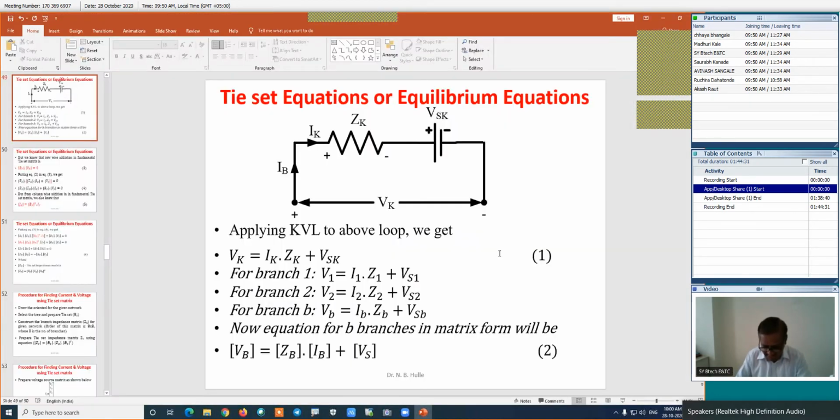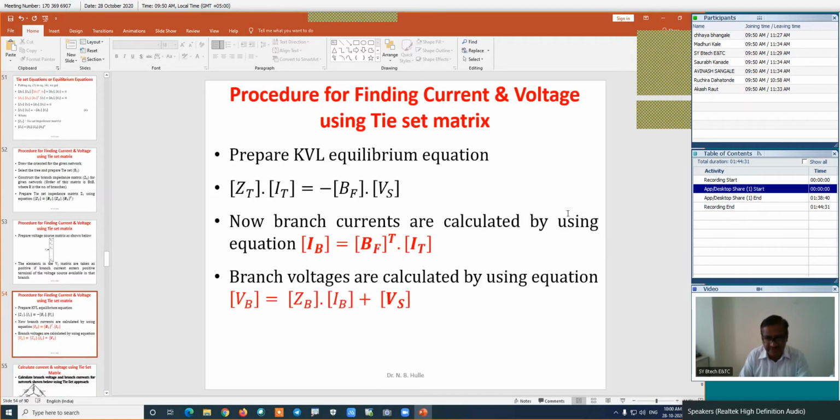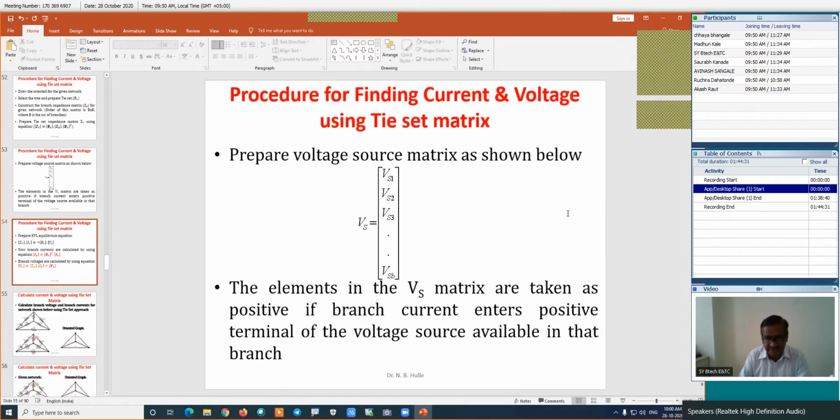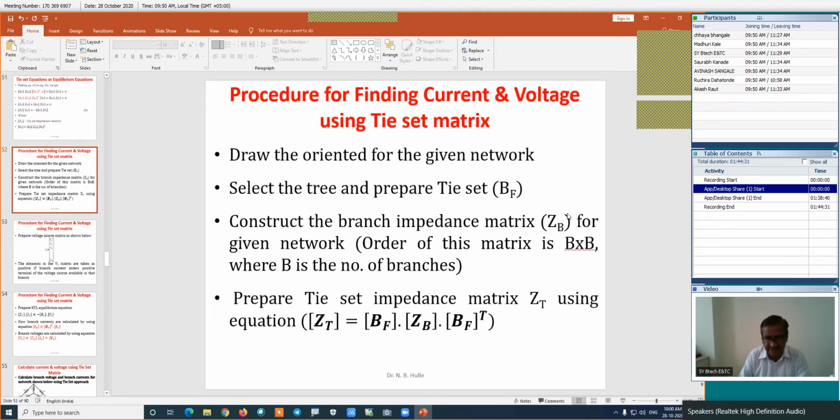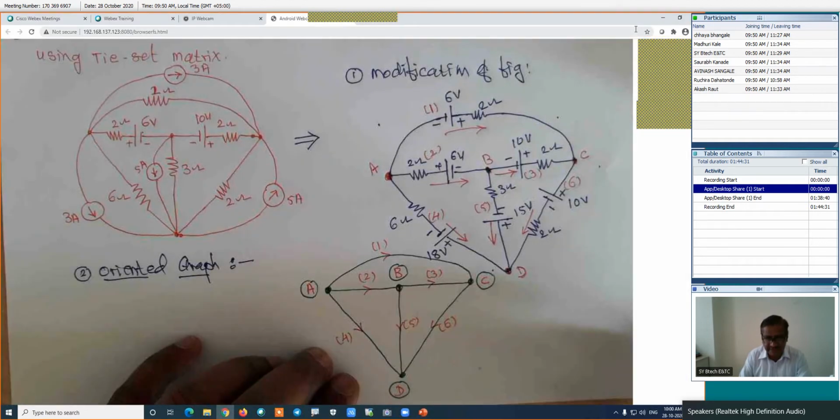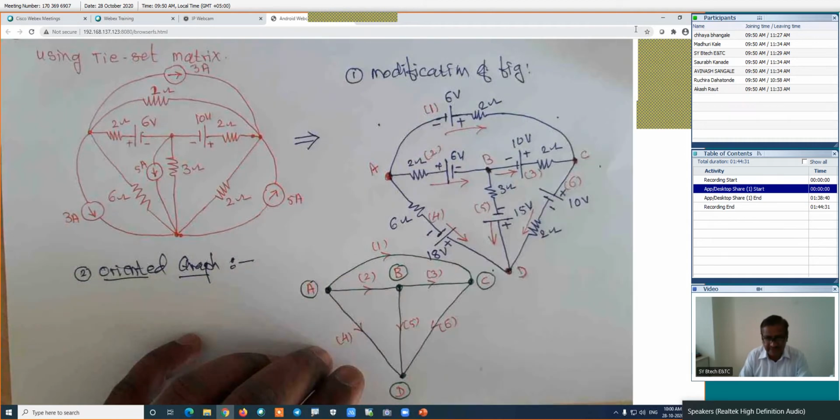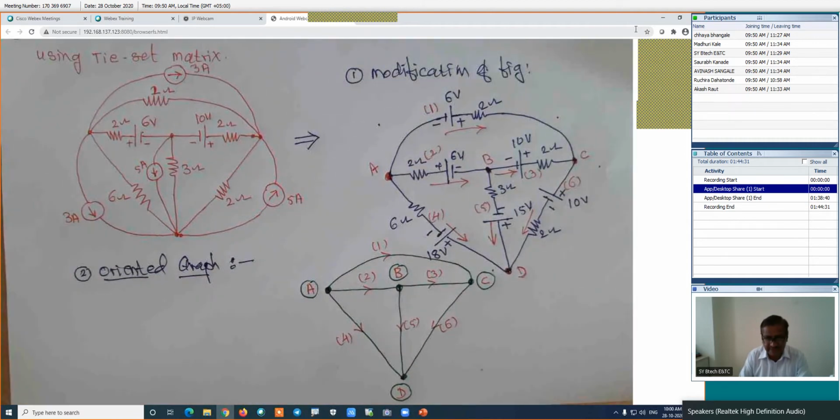Step number 1: draw the oriented graph. We have completed this first part, the oriented graph. Then what is the second step? Select a tree and prepare the Triset matrix. Second step is select a tree and prepare the Triset matrix. Is it right?